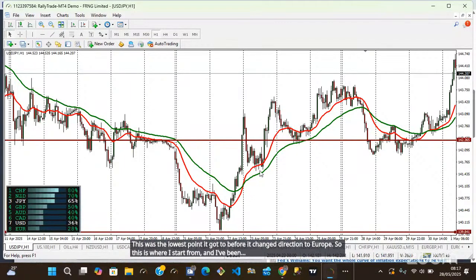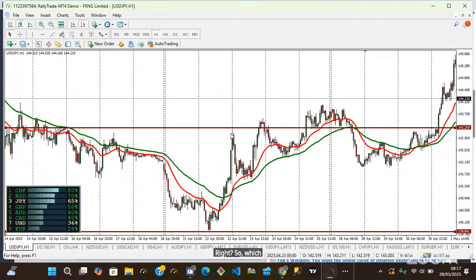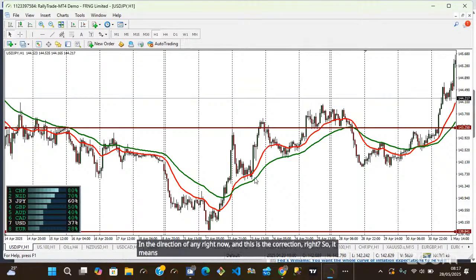Now I start from here, big market structure, which is my swing high, my swing low here, my swing high here. Now this is a correction. This is an impulsive move in the direction of the new trend, and this is the correction, right? So it means that we are looking out for a buy trade. So price did a buy.